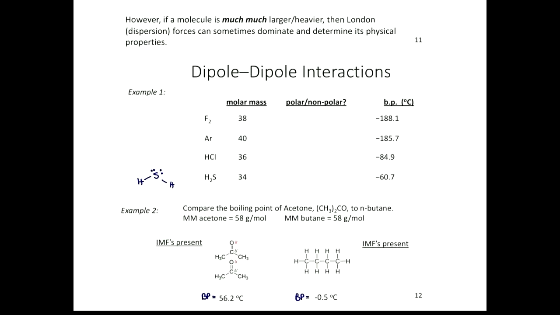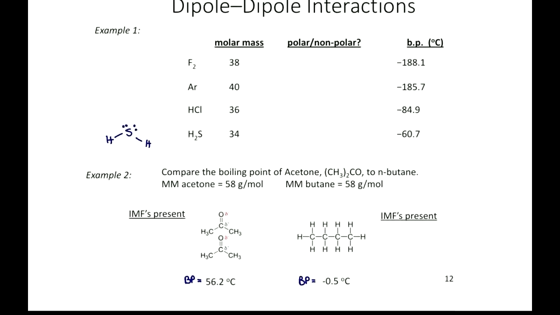So let's look at some examples, because I always think those are better. I have some examples here: fluorine, argon, HCl, and H2S. I have their molar masses here. Let's look at these examples and identify, are they polar or nonpolar? So diatomic fluorine, polar or nonpolar?